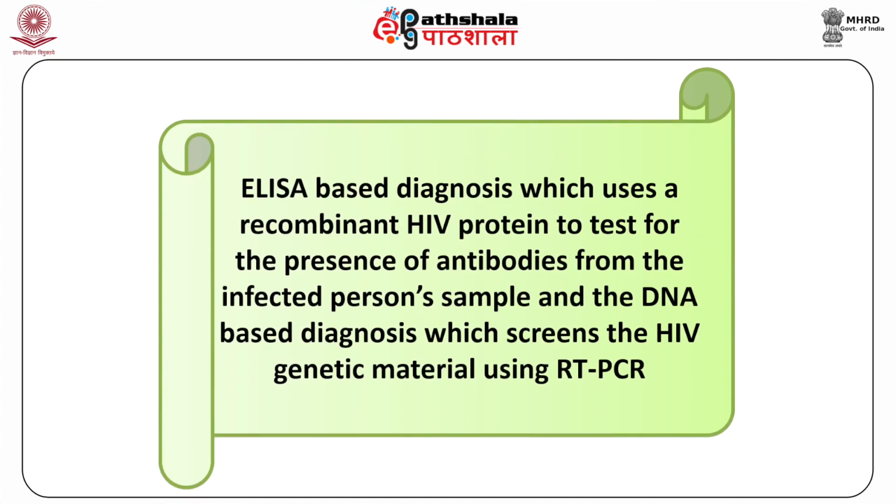Disease diagnosis. Recombinant DNA technology has found its application in diagnostics as well. This is of particular significance in the detection of HIV infection, where some widely used methods have been developed using recombinant DNA. One such method is the ELISA based diagnosis, which uses a recombinant HIV protein to test for the presence of antibodies from the infected person's sample, and the DNA based diagnosis, which screens the HIV genetic material using RT-PCR.